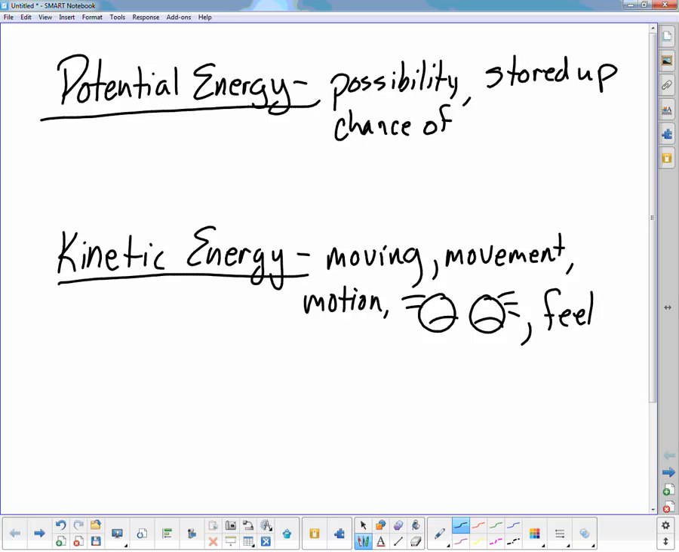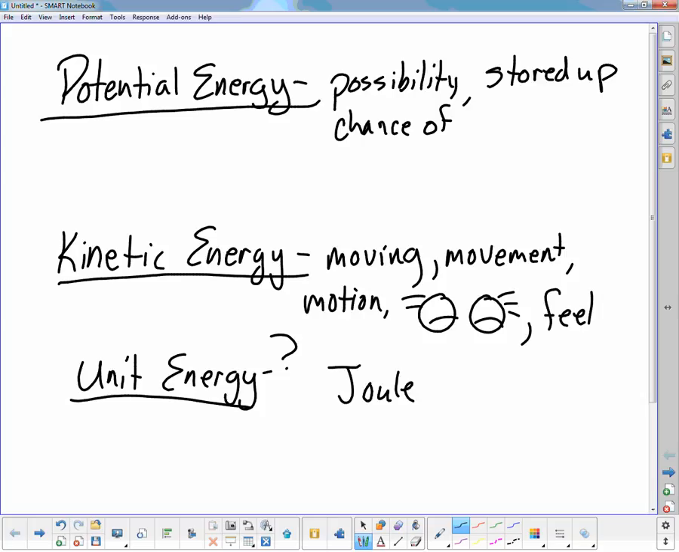Okay, then we have what unit represents energy, right? Does anybody know? It's a joule, which is represented by a J. And we'll go into that a little bit more later. Just know that it's a joule.